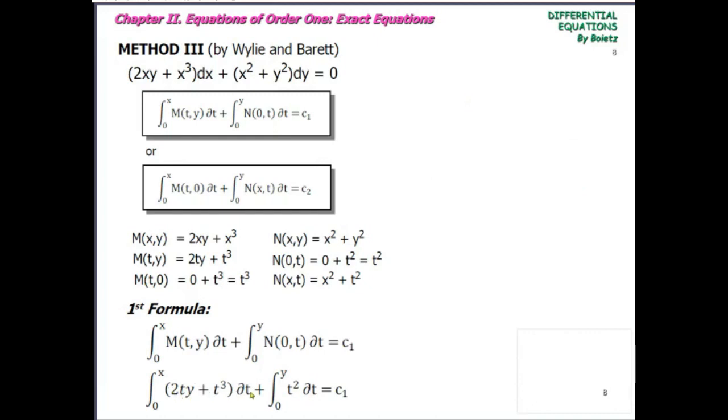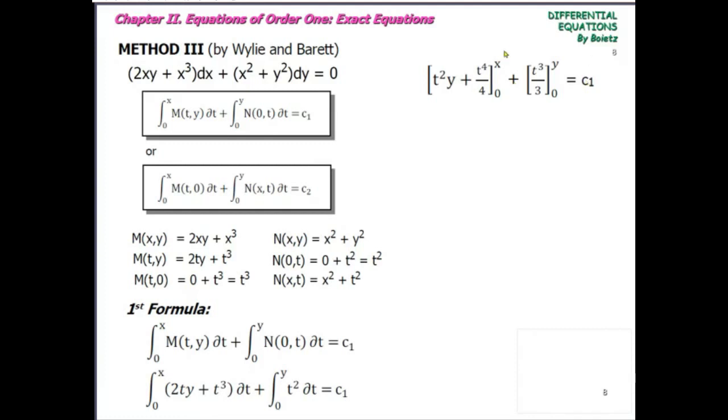Okay, integrate this partially. You will treat the other variable as constant, so the y here is constant. So this becomes 2yt, so 2y t squared over 2, or just t squared y. This becomes t to the fourth over 4. Then this, t cubed over 3. Again, t squared y, because t is what we integrate. So t squared over 2, the 2y cancels. Then plus t to the fourth over 4, and t cubed over 3.